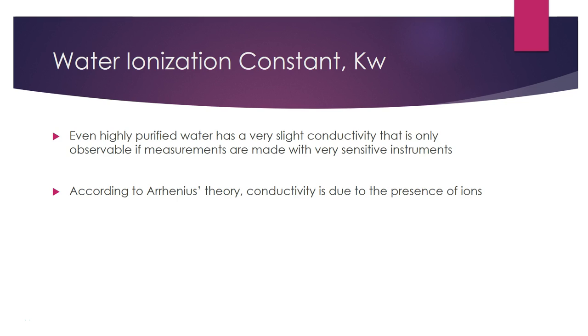Today's video is about the water ionization constant. Even highly purified water has a slight conductivity that is only observable if measurements are made with very sensitive instruments. According to Arrhenius's theory, conductivity is due to the presence of ions. If the water is purified, what are the ions that are present?